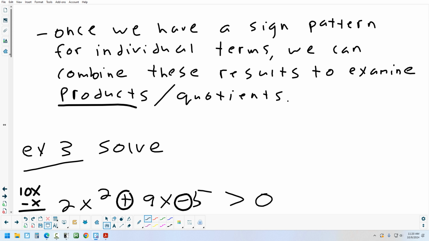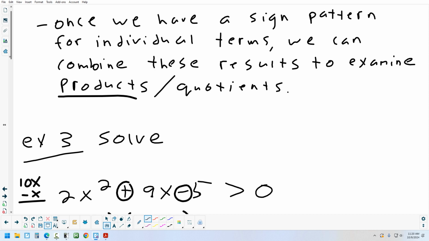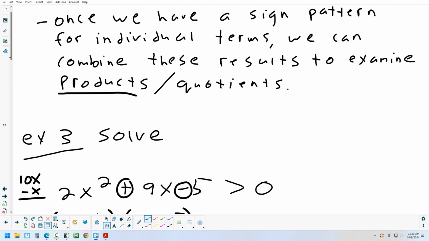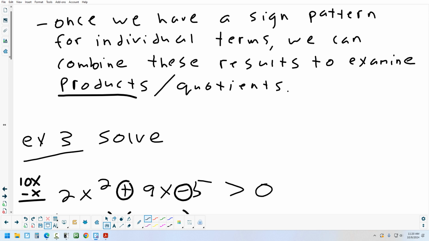So let me show you how we combine the two number lines together to get our final answer. And then we'll pause at this one. Does everyone have that top part?